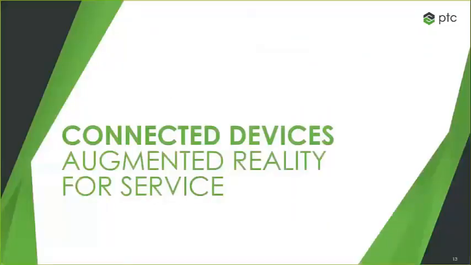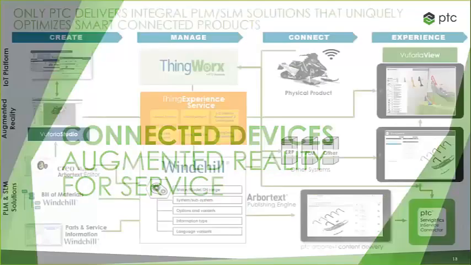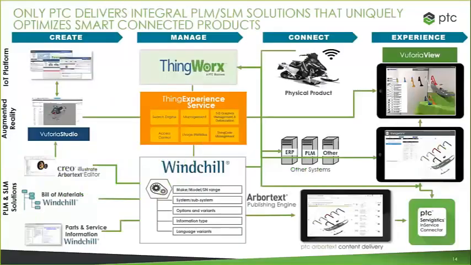So that brings us to connected devices and augmented reality for service or delivery of content. All of the great applications we've been talking about in terms of Creo Illustrate and Windchill Service Information Manager and then delivering out through Arbortext Publishing Engine, you can use that same information, that same 3D content in Vuforia Studio and author an augmented reality experience.